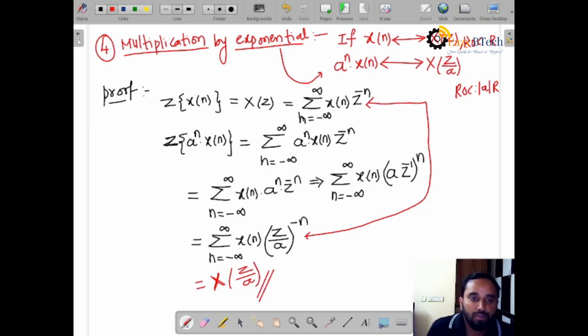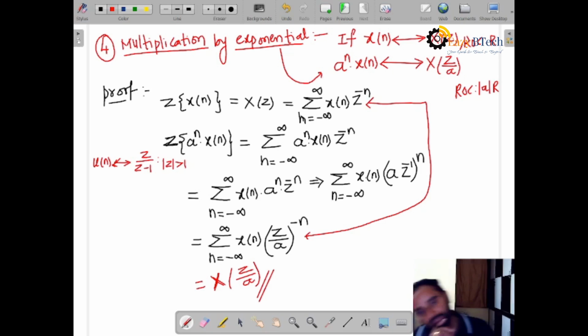Right? Now one example also we can do. We know that the Z transform of u of n is z by z minus 1 and its ROC is magnitude of z is greater than 1. This is the u of n Z transform. Now, for example, you want the Z transform of 1 by 2 power n u of n.